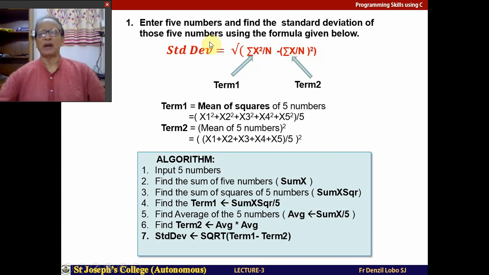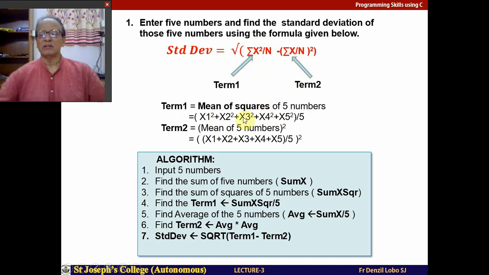So we are supposed to find out the standard deviation of 5 numbers. We input 5 numbers and we want to find out the standard deviation of these numbers. So we consider this as term 1 and this as term 2. Now what is this term 1? Term 1, as you see, is sigma xi square by n. That means mean of the squares of 5 numbers. N is 5 here.